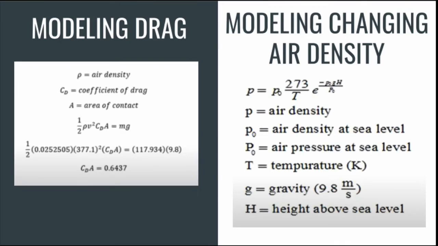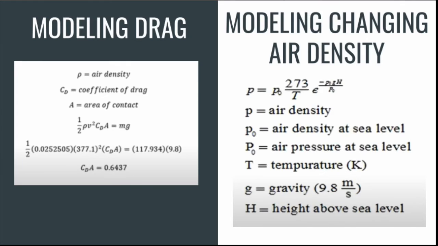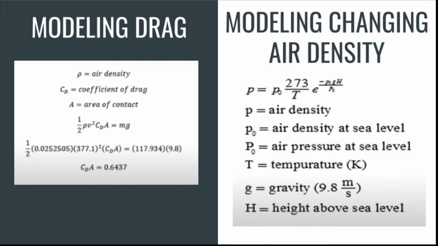So in order to model the drag for the system, I use the equation 1/2 rho times v squared times C sub d times A, which equals mass times gravity. For v, I use the max speed achieved, which was 377.1 meters per second. For rho, I found it by using an online calculator and inputted the height at which the maximum velocity was achieved and got the corresponding air density. I solved for C sub d times A, which I use as a coefficient b for the drag force in the code.